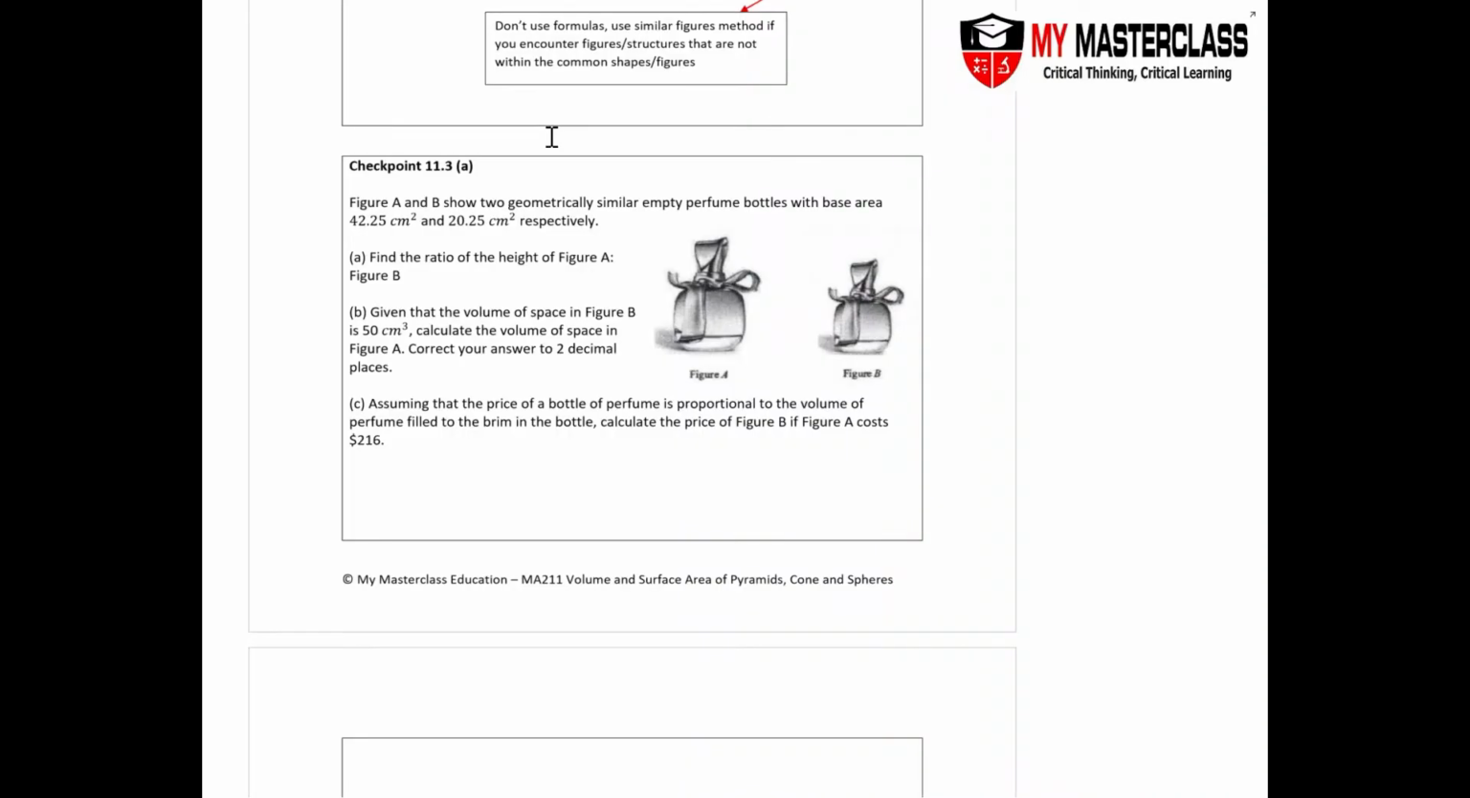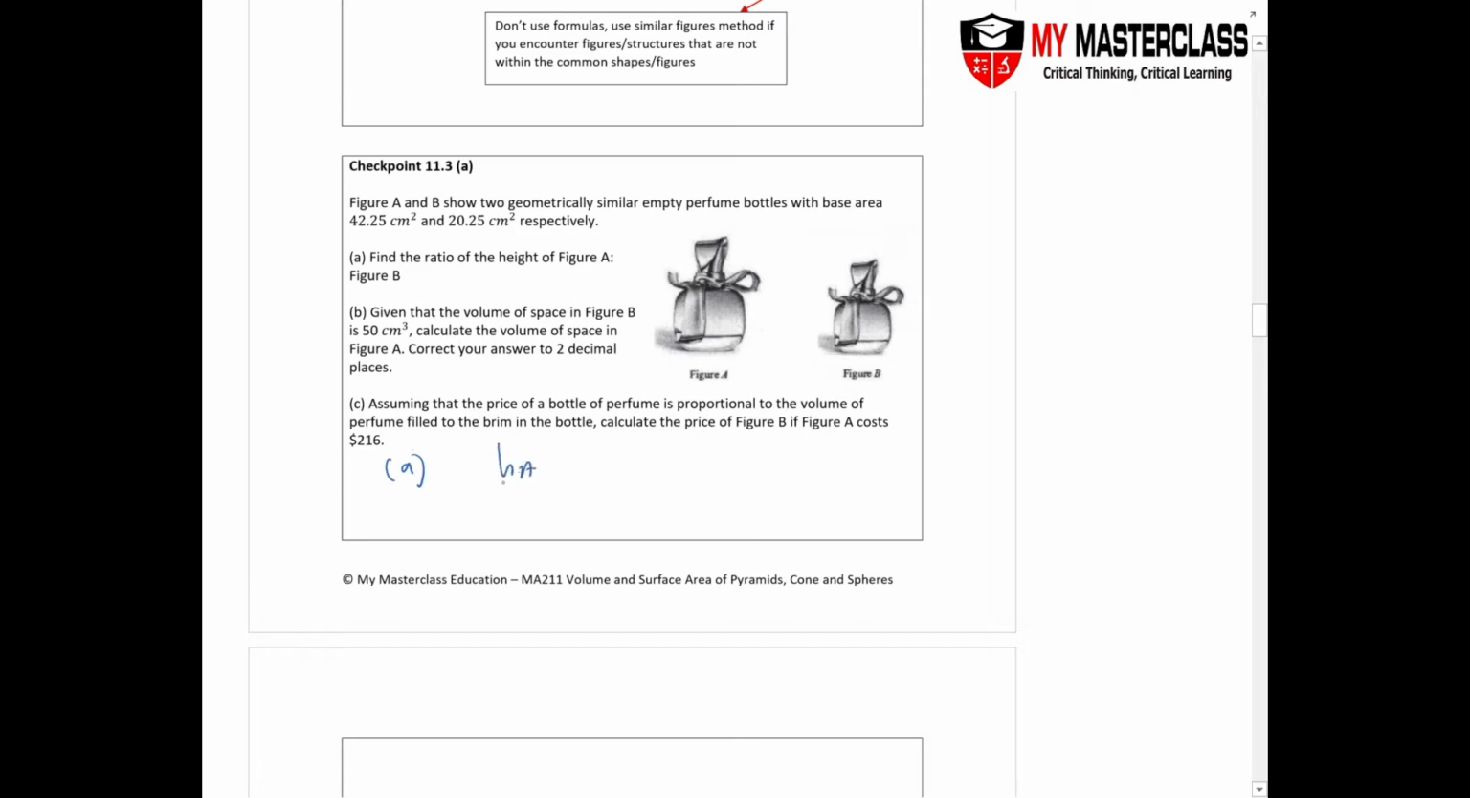Now in checkpoint 11.3, we're looking at geometrically similar figures. It might not be a direct triangle, cone, etc., but it's fine. All you need to remember is that whenever you have a similar figure, you can apply the similarity rule. So first up, they ask you to find the ratio of the height.